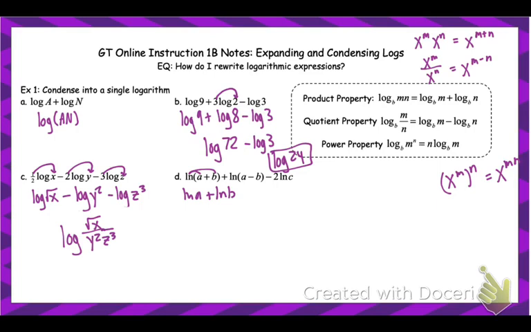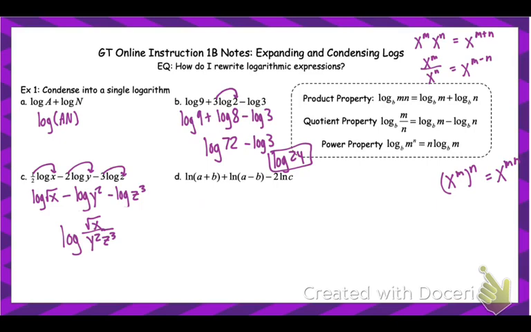But that does not work for a lot of reasons. First of all, we just talked about that property. The natural log of a plus the natural log of b is not this. You would multiply those arguments together, and that's what you get. So we cannot distribute to an argument.